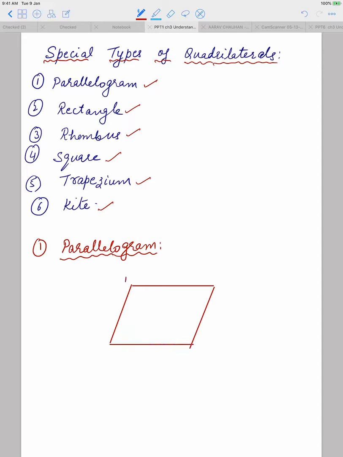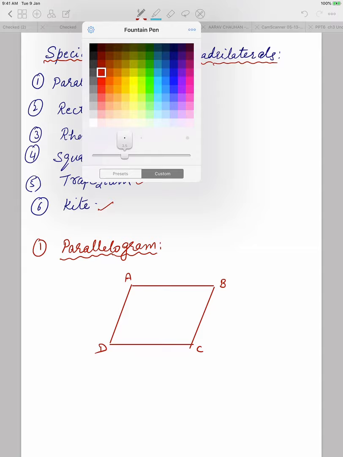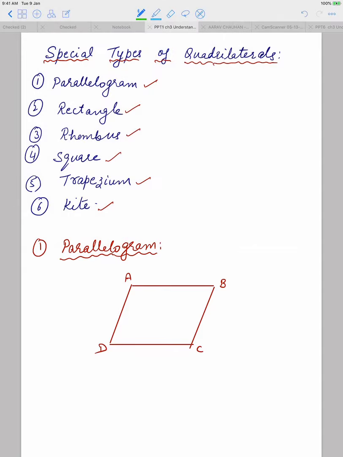Suppose I name this parallelogram as ABCD. Now, what are the basic properties of this parallelogram? I can say opposite sides are parallel, means AB is parallel to CD. I have put a single arrow on these two lines, it means these two are parallel lines. Similarly, I will put a double arrow on these two, it means that these two are parallel to each other. How do we write parallel? Like AB is parallel to DC and AD is parallel to BC. This is the first property of a parallelogram.